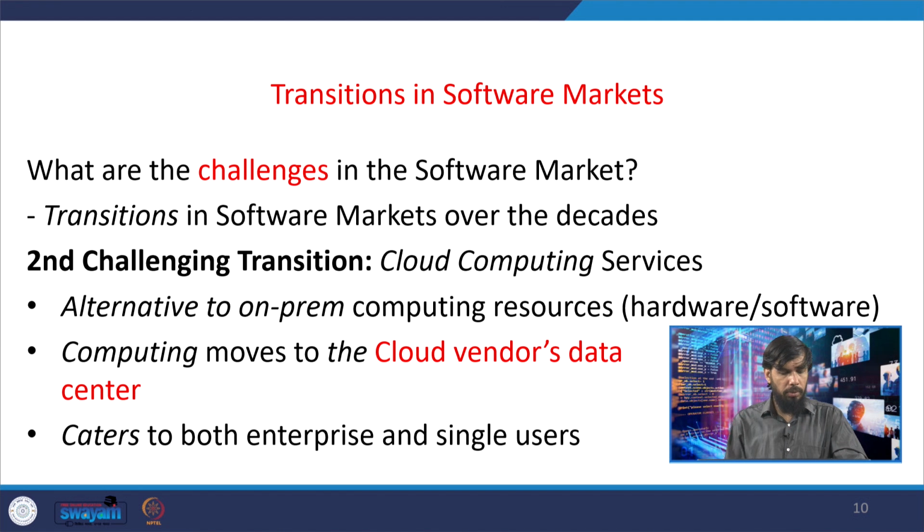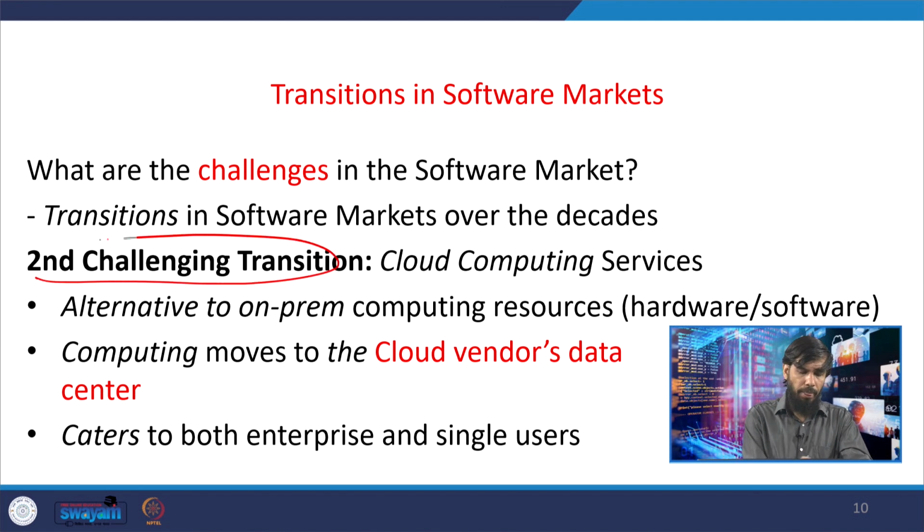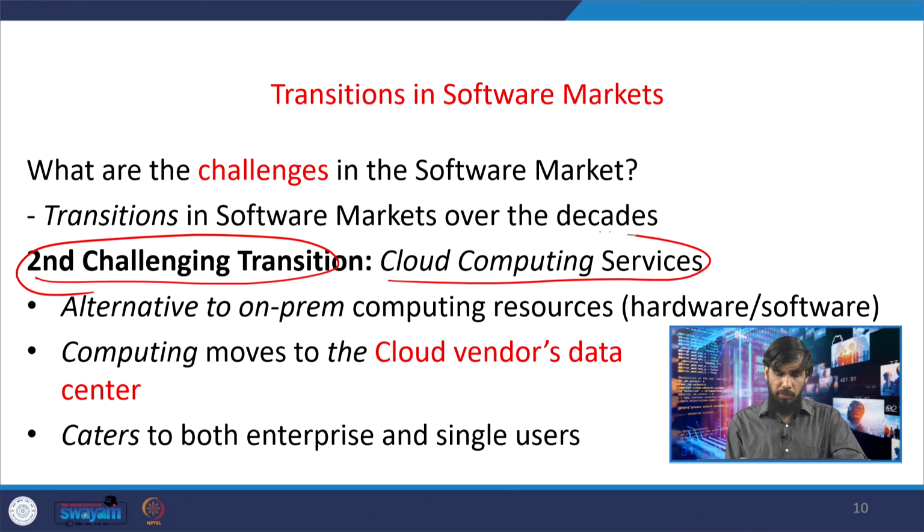Now we move to the second challenging transition. So what was the second challenging transition? It came about in the late 2000s. That was cloud computing services. The internet started in the early 1990s, and slowly the speed improved, more people had computers, and access increased. Then there were smartphones at the end of the 2000s, and then more people could access the internet and all that.